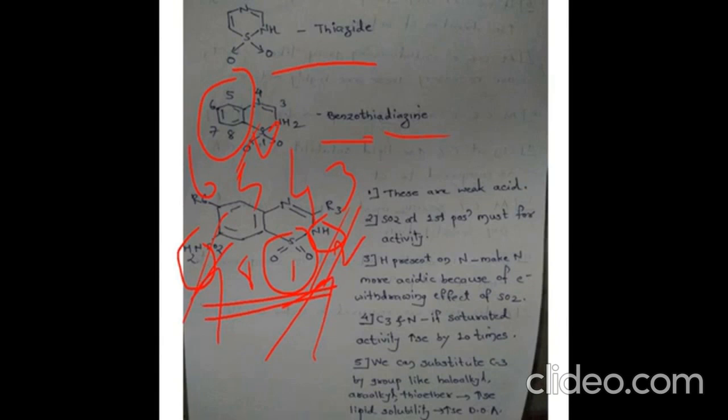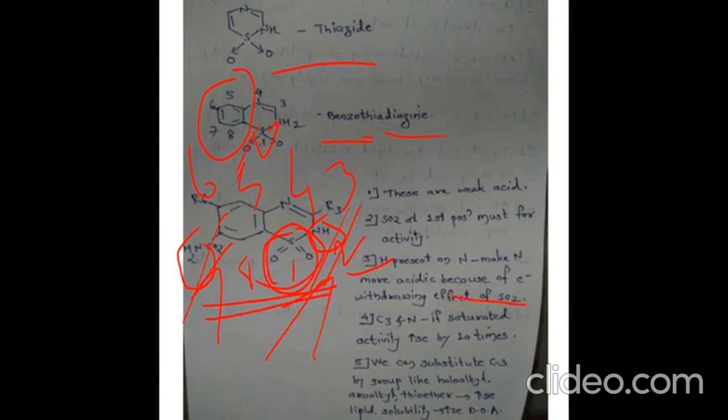Second, the SO2 group present at the first position must be present for the activity. We cannot replace this SO2 group, or replace sulfur with carbon. So the SO2 group is a must for the activity. Next, the hydrogen present on N at the second position becomes more acidic because of the electron withdrawing effect of SO2. We have already discussed that.